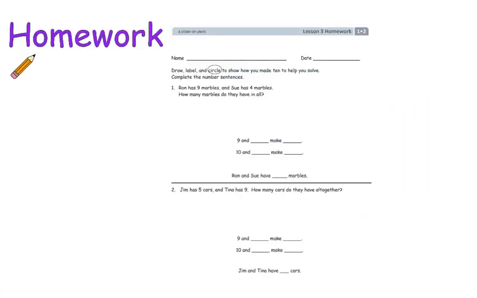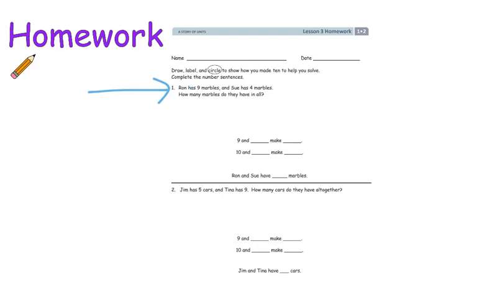The homework pages. So you only need to do number 1, okay? You only need to do number 1 on the homework page. You can do the rest if you want to, but I'm only asking that you have to do number 1. So it says draw, label, and circle to show how you made 10 to help you solve. Complete the number sentences. So that's like what we just did.